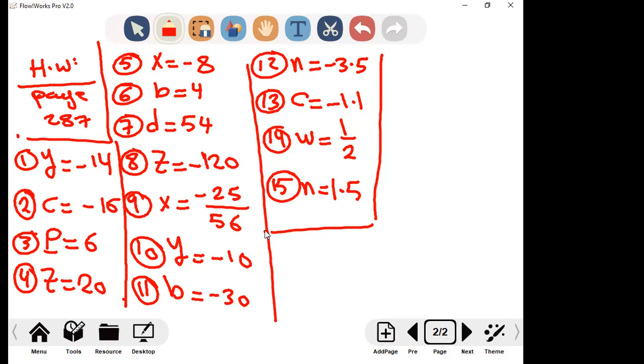If you have a problem in dividing, you need to go back and revise module 4, rational numbers, remember?